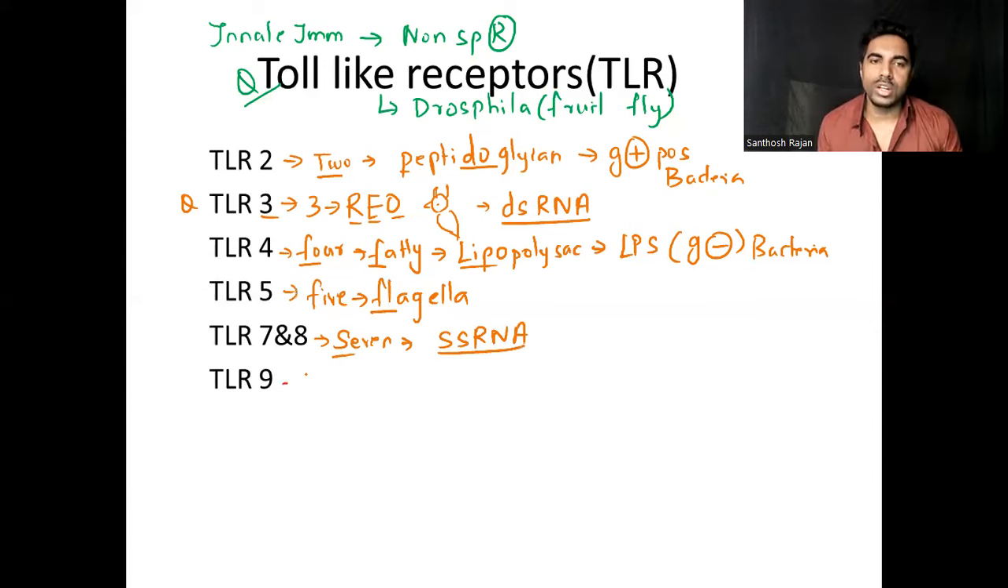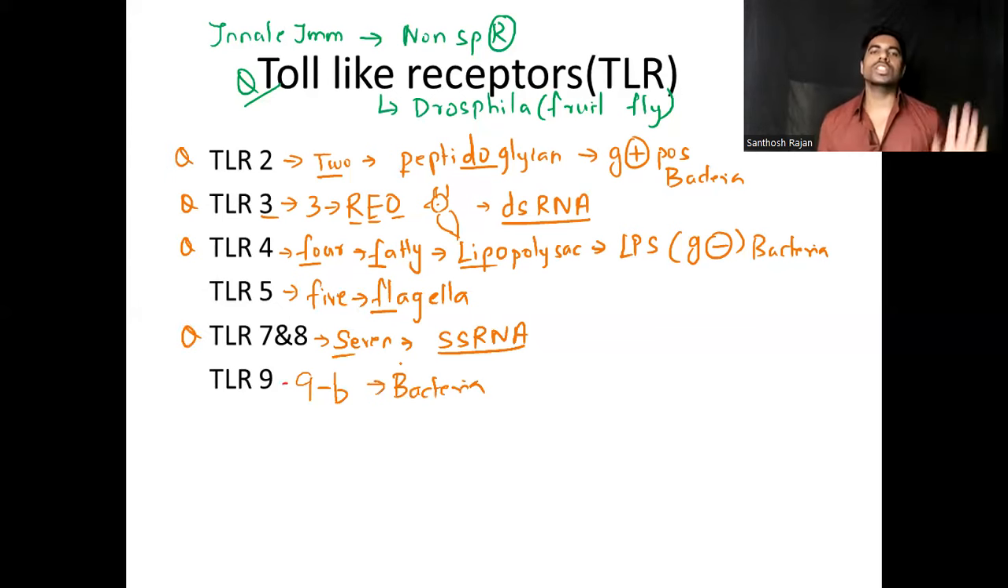Nine. If you write nine a little upside down, it becomes a B, right? So that is bacteria. Any bacteria, it's not specific. Okay, so these are the few questions, especially the three: 2, 4, and 7, 8, you must know. These are the toll-like receptors.